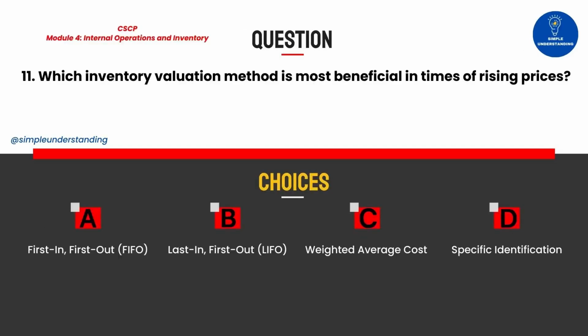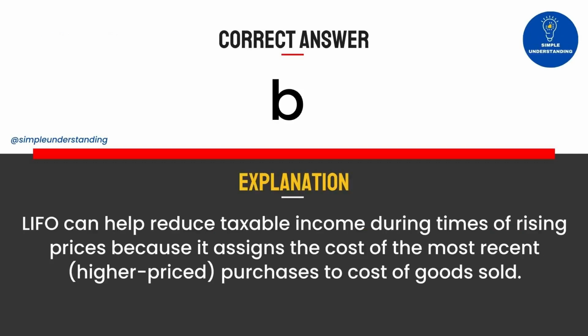11. Which inventory valuation method is most beneficial in times of rising prices? A. First in, first out, FIFO. B. Last in, first out, LIFO. C. Weighted average cost. D. Specific identification. Correct answer B. Explanation: LIFO can help reduce taxable income during times of rising prices because it assigns the cost of the most recent, higher-priced purchases to cost of goods sold.